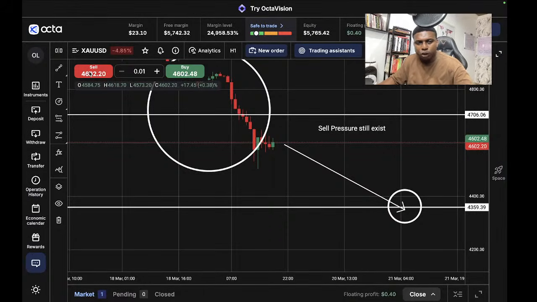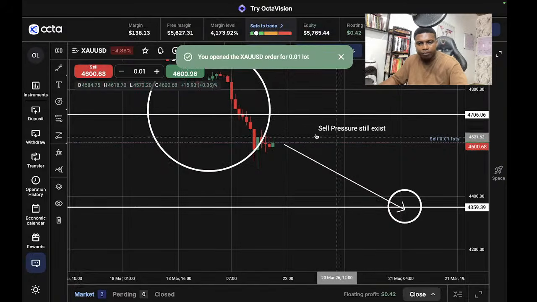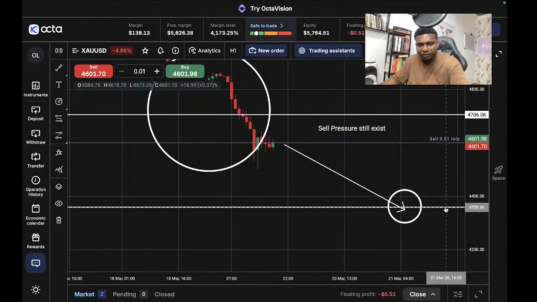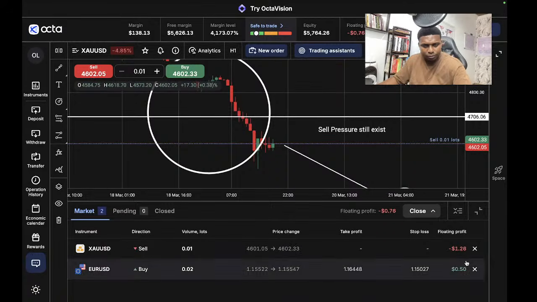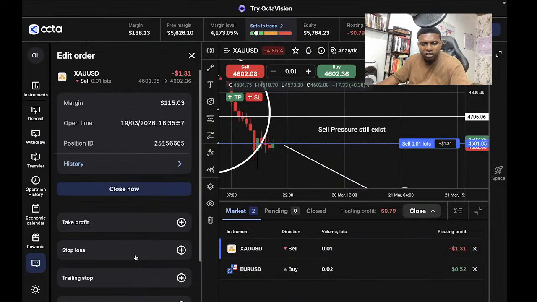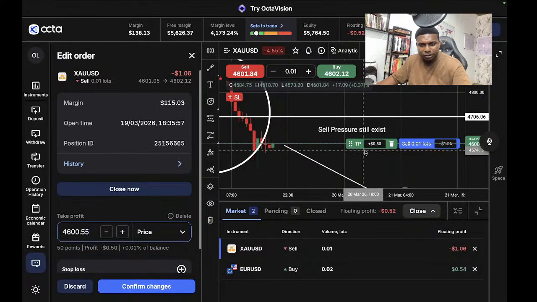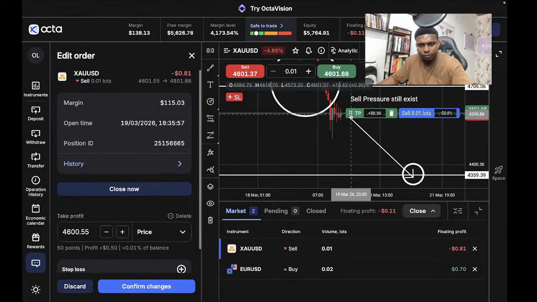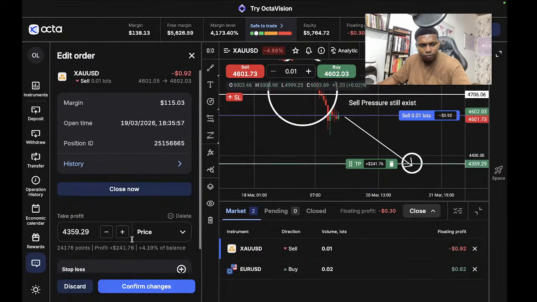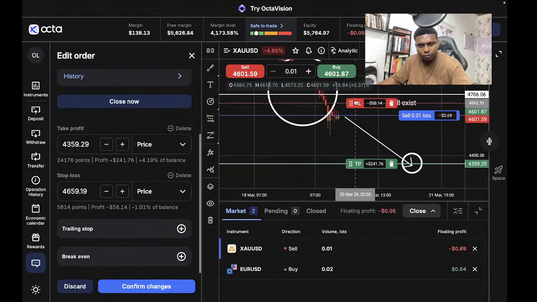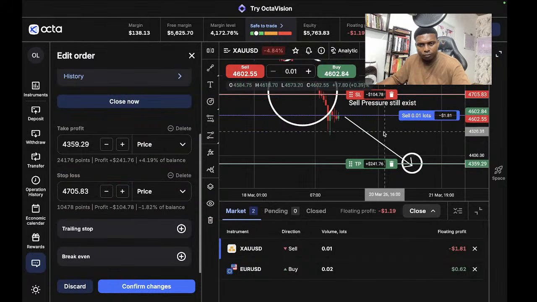So what I'm going to do is this. I'm going to short it with a 1 lot size. Okay. And put this level as my take profit, this level as my stop loss. So let's do that. Gold is very volatile, so you have to be careful. Okay. All right.